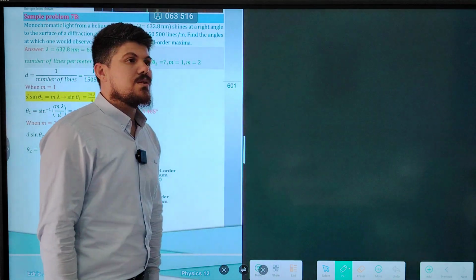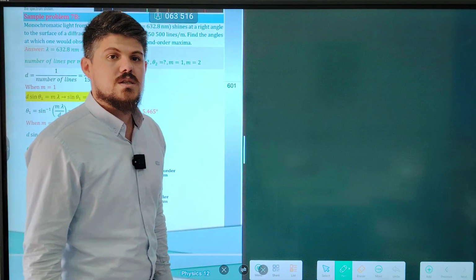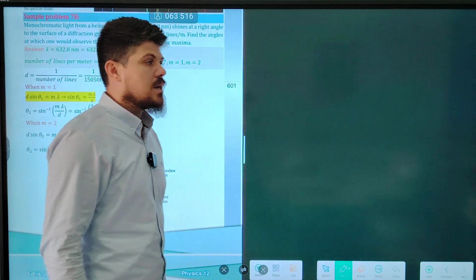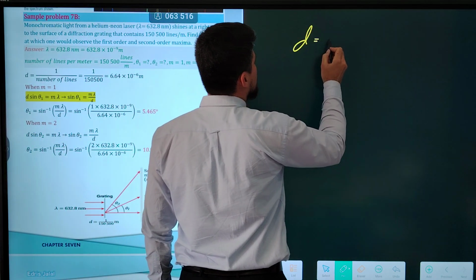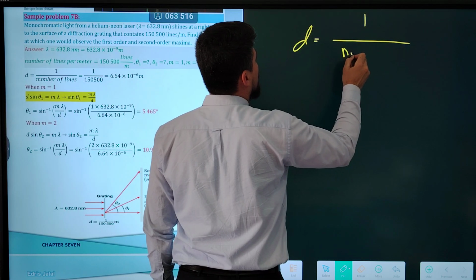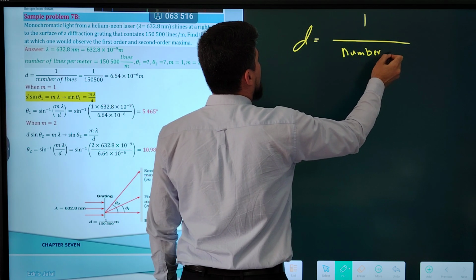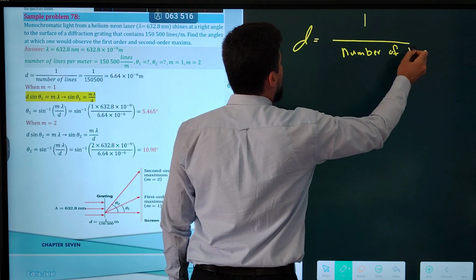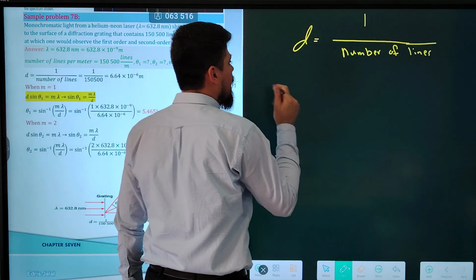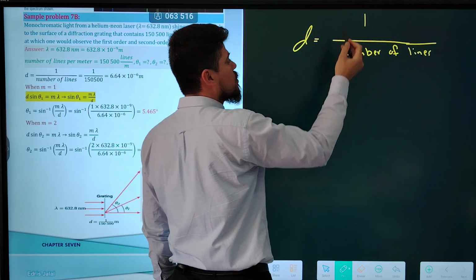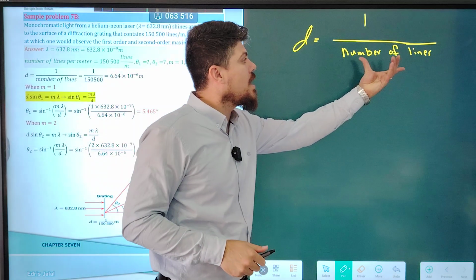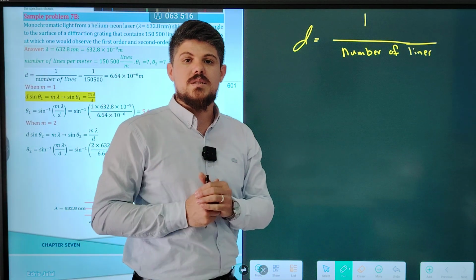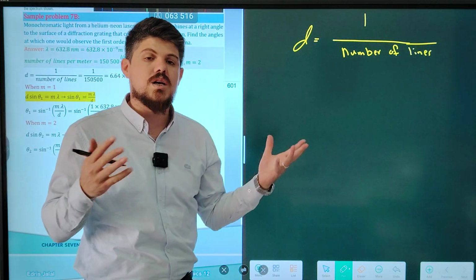If the number of lines is given in the question, you can find the distance between the slits by using this relation. Distance between slits, d, is equal to 1 over the number of lines. And the number of lines is equal to 1 over d. The relation between number of lines and d is inversely proportional. More lines has less distance. Fewer lines has more distance.